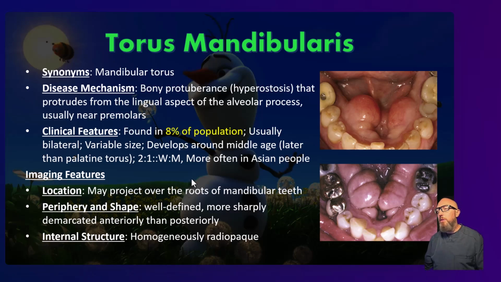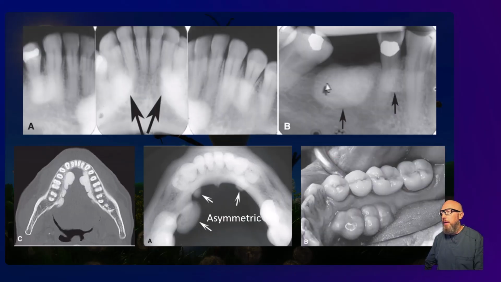Same with mandibular torus. So maybe you've had a hard time taking radiographs on patients that have mandibular tori like this. This is a little less common than your maxillary tori. Only 8% of the population. Sometimes I feel like it's more than that. I guess, of course, it depends on your population type. And what is this going to look like radiographically? Well, just the same as the maxillary torus, right? Except now it's on the mandible.